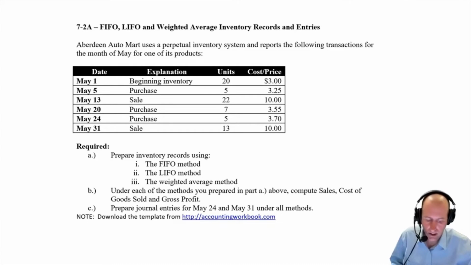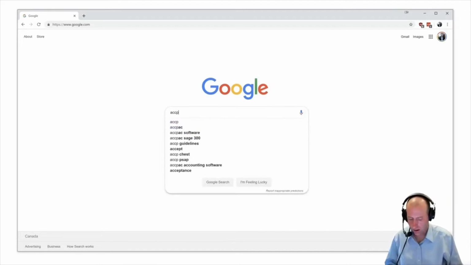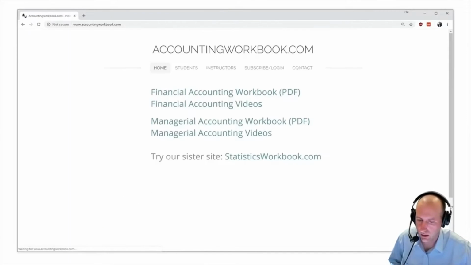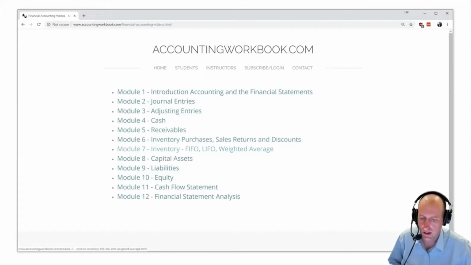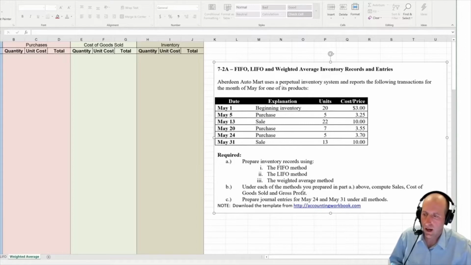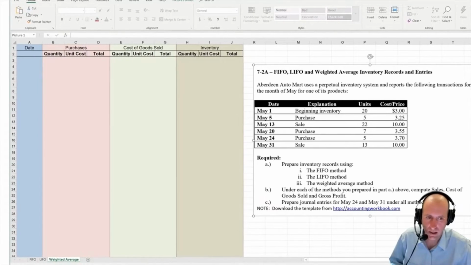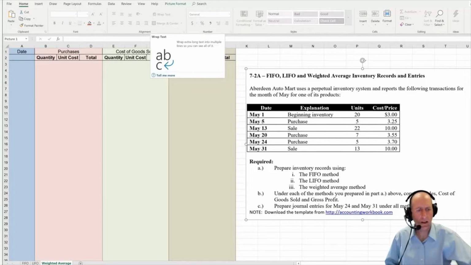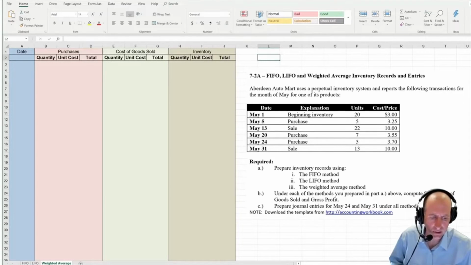It says download the template that we're going to use at accountingworkbook.com. So let's just do that. If you Google Accounting Workbook, first hit there, accountingworkbook.com. Under Financial Accounting Videos, this is Mod 7, and inventory template used in problems. That's the one, and it's this Excel file. I've already got it open here, and the only difference between the one I've got open and the one you would open is I've copy pasted the problem into the Excel file. So there we are. Okay, let's get going here with problem 7.2a.